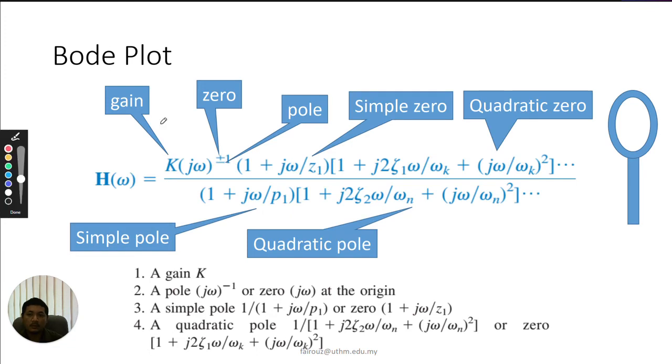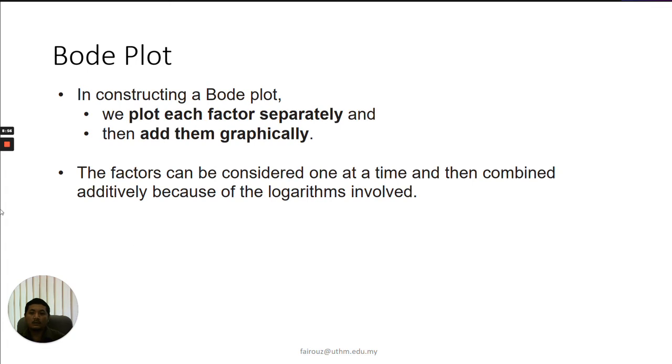So again, we have the gain, we have a 0, which is positive, pole, which is negative, simple 0, which is this, simple pole, which is this, quadratic 0 and quadratic pole. So you can see that the pole is at the bottom, 0 is at the top. That is just the name, right? So in constructing a Bode plot, first we need to know these 7 factors.